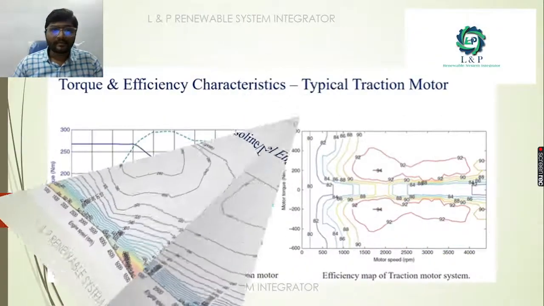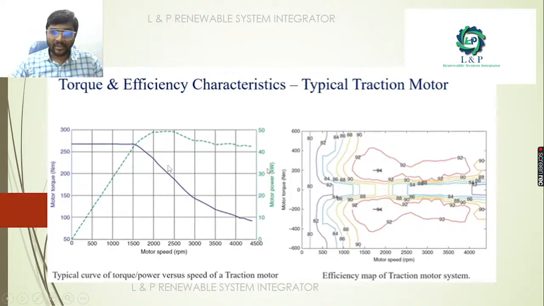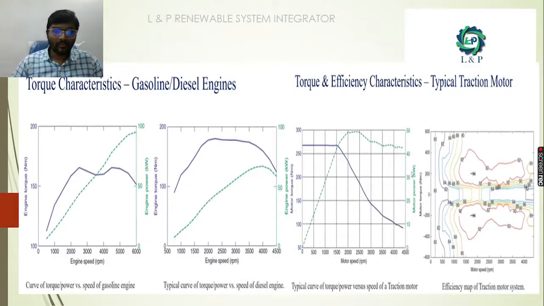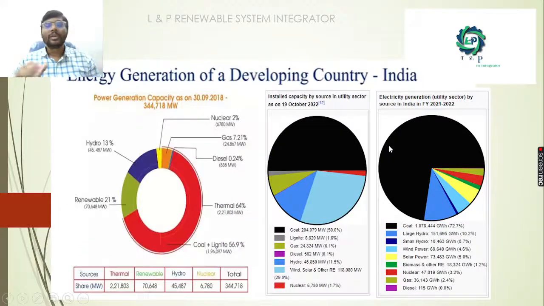It has a good efficiency. And if you draw the torque characteristic of a typical traction motor, that is speed versus motor torque, see here the torque is constant up to 1500 rpm, and after that it gets reduced. As the speed increases, the torque gets reduced. And if you go for the efficiency map of a traction motor, when compared to the gasoline and the diesel, it is much better. For easy clarity, we have provided both the torque characteristics of the gasoline and diesel engine as well as a typical traction motor, so you can make a clear comparison between the gasoline engine and the traction motors.